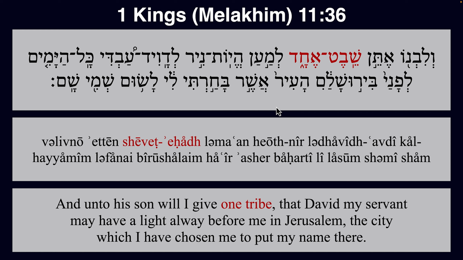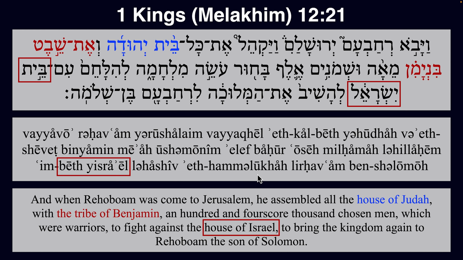Is he talking about a tribe of Judah? Obviously, it is the tribe of Judah. Is it one tribe in addition to Judah, or is it just their own tribe, which is Judah? That's a question. Anyway, it says one tribe. But if you go read further, what happened was that Rehoboam, when he saw that there was a rebellion by Jeroboam to take away the rest of the 10 tribes, he assembled all the house of Israel.